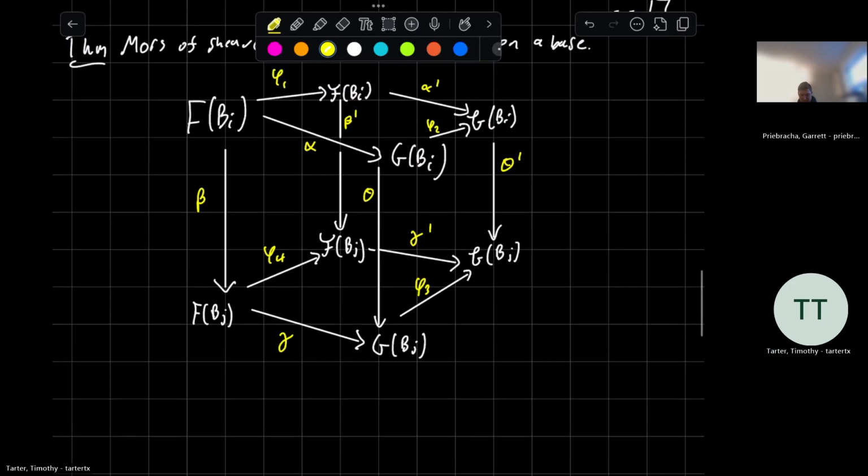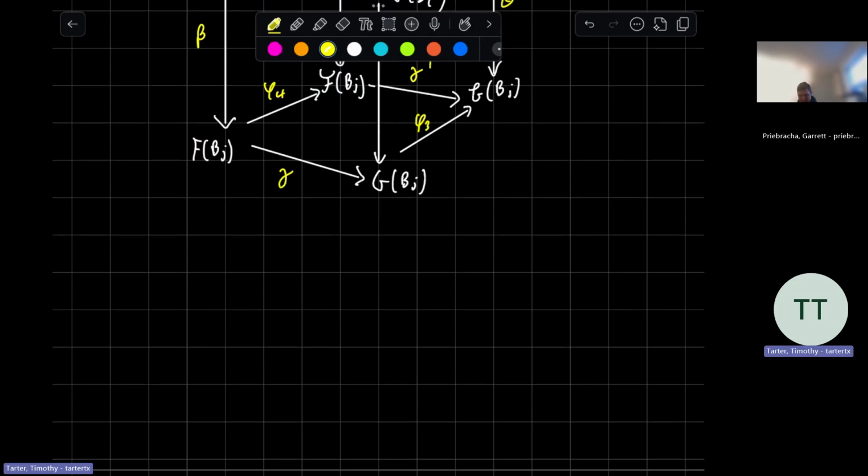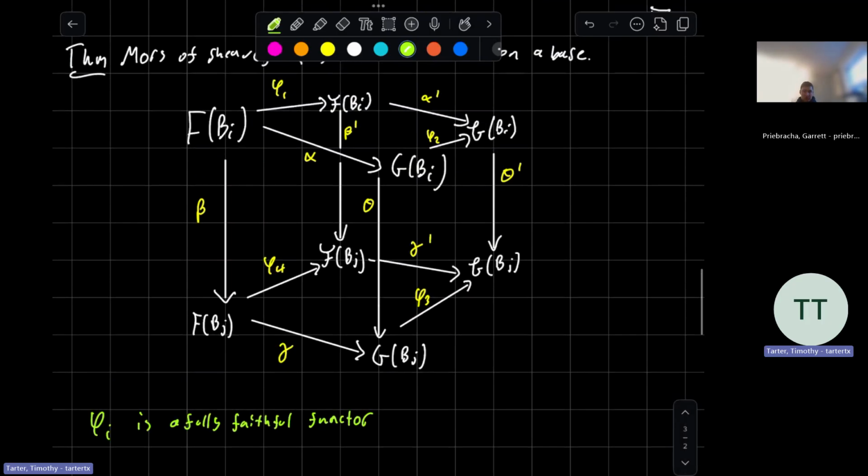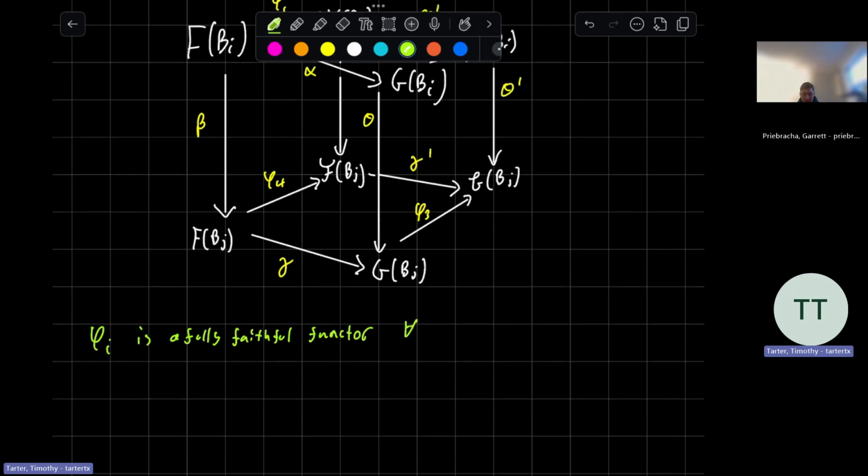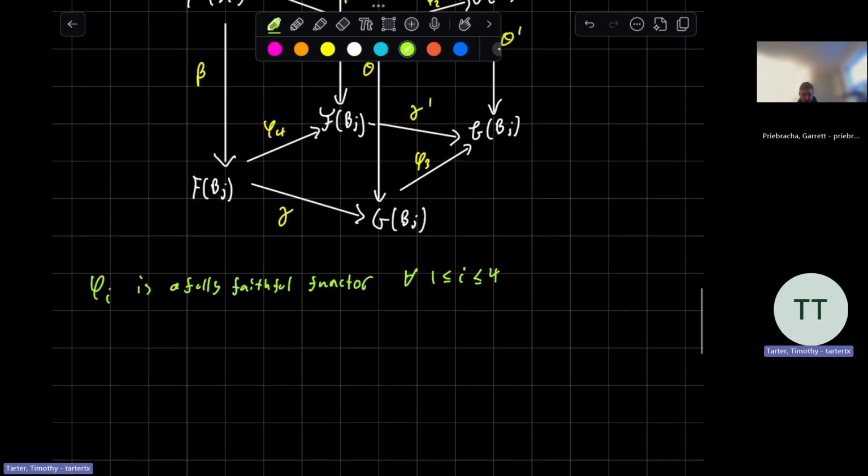So basically, phi i is a fully faithful functor for every 1 less than or equal to i less than or equal to 4. And then basically phi i, I guess.